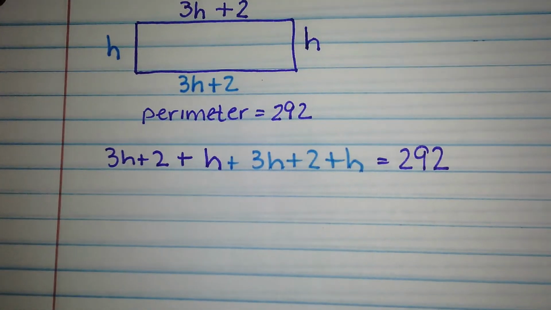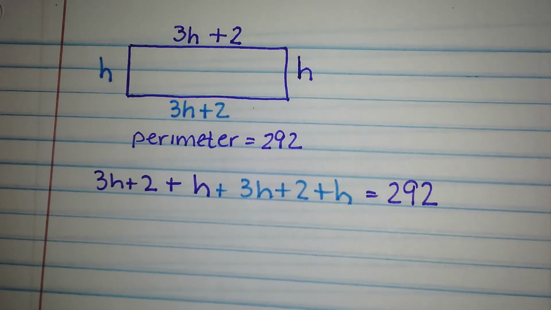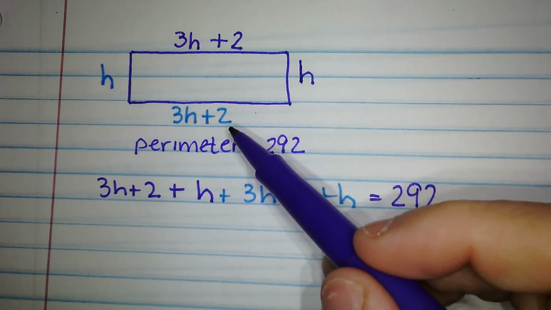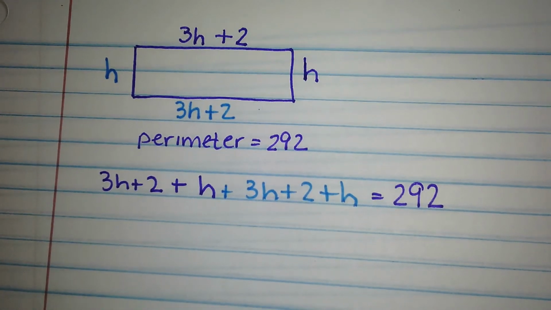All right, so when you're doing perimeter, remember that you're adding up all of the sides, not just the ones they give you, but all of them. So if it's something that's congruent, you need to make sure you match them up and represent them all. Now we're going to take a look and get some like terms going on.